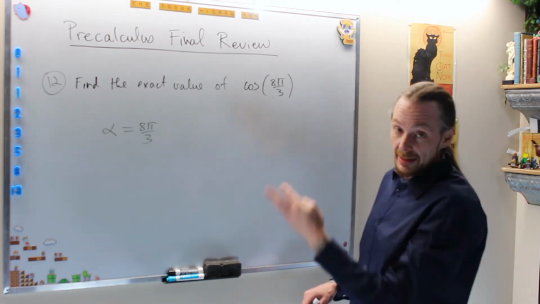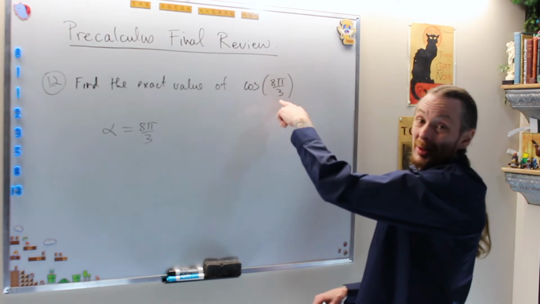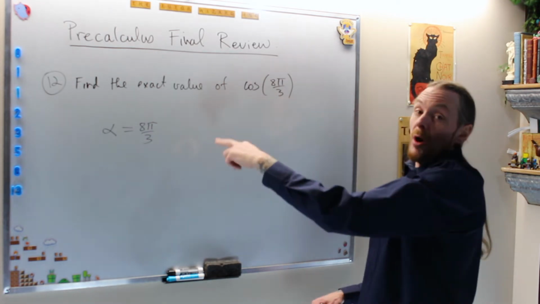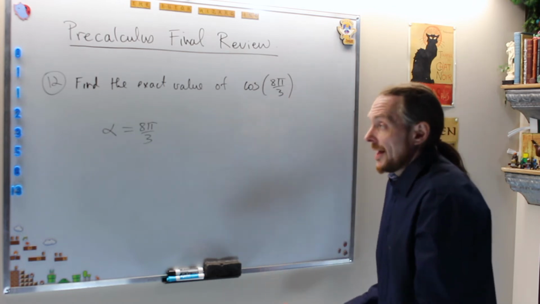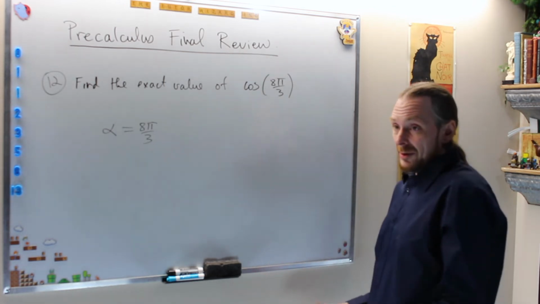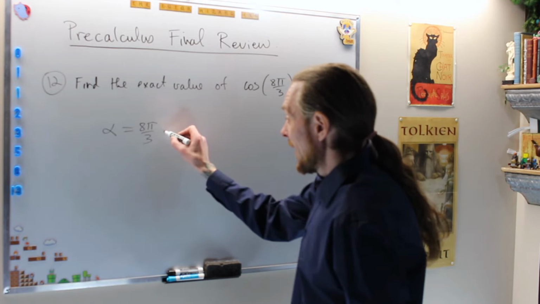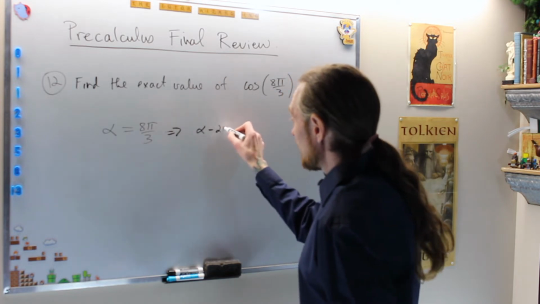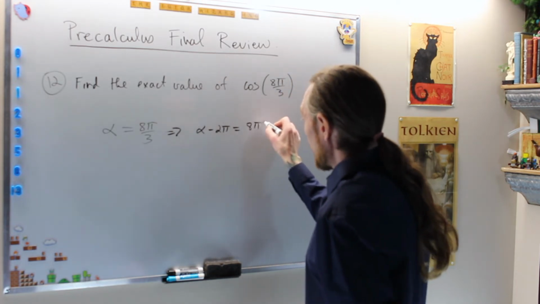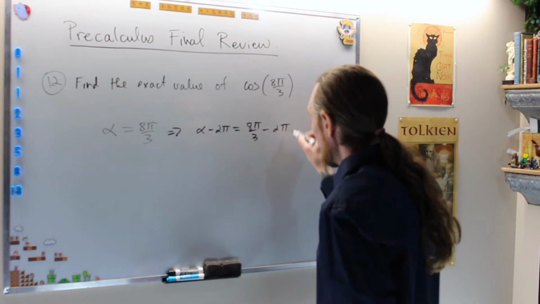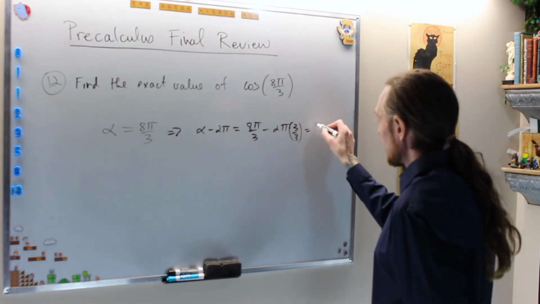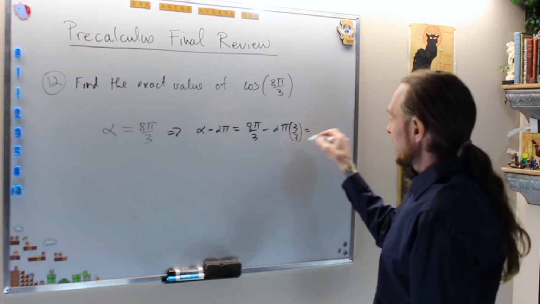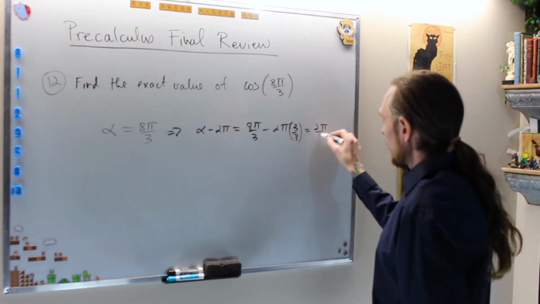So step 1 is from alpha, the arbitrarily large angle they gave us, we want to compute an angle theta between 0 and 2 pi. How do I do that? I cut off excess revolutions, so I'm just going to subtract 2 pi from this. Alpha minus 2 pi is 8 pi over 3 minus 2 pi. I need a common denominator, so I multiply by 3 over 3. This gives me 8 minus 6, which is 2 pi over 3.